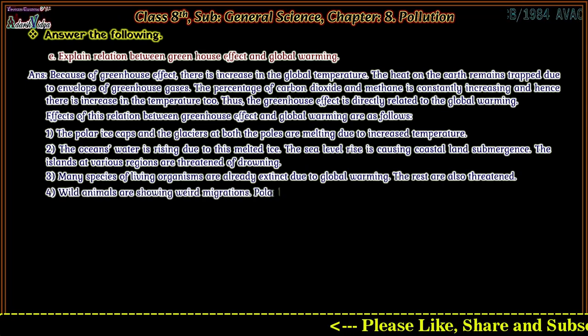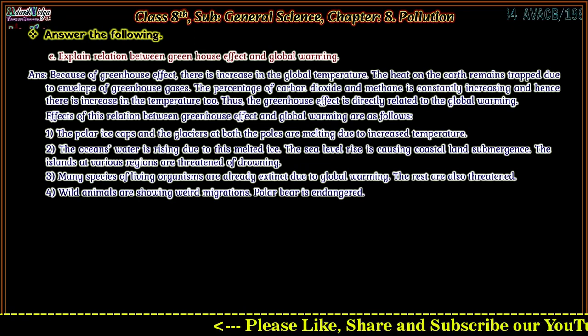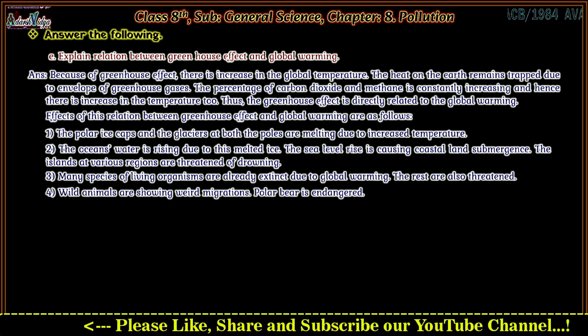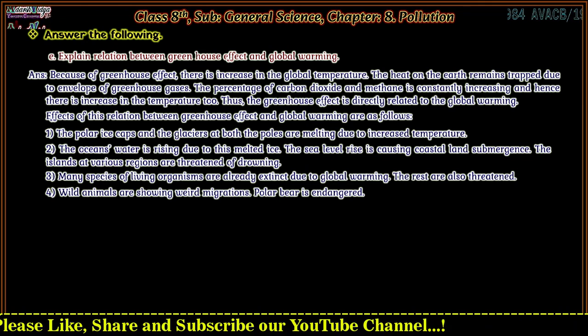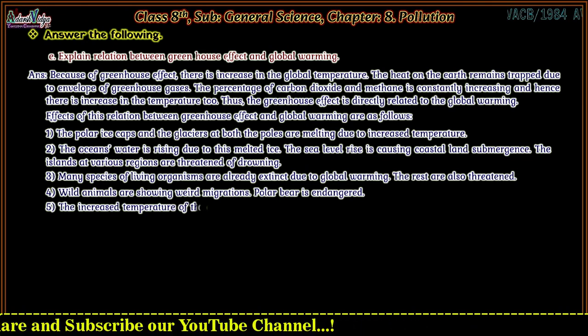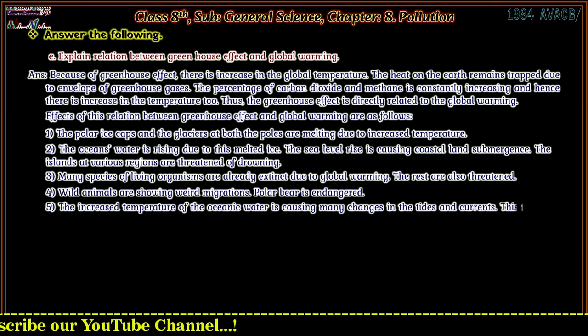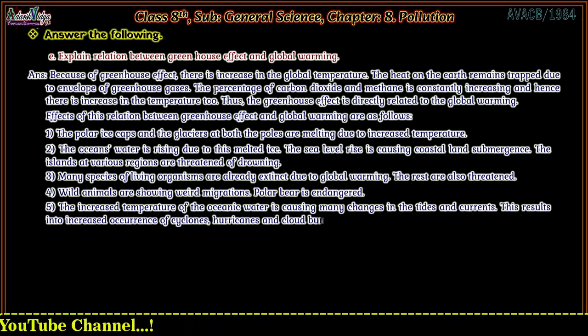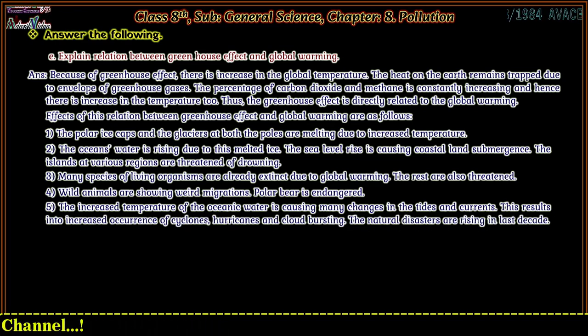Third one. Many species of living organisms are already extinct due to global warming. The rest are also threatened. Fourth one. Wild animals are showing weird migrations. Polar bear is endangered.